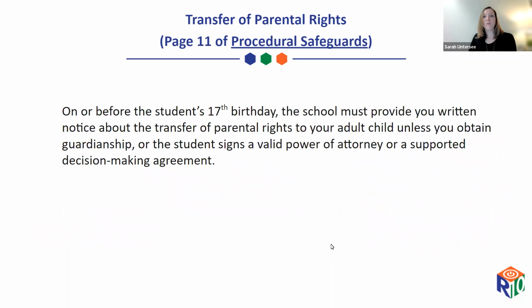On or before the student's 17th birthday, the school must provide you with written notice about that transfer of parental rights to your adult child unless you obtain guardianship or the student signs a valid power of attorney or a supported decision-making agreement. Your child's school will be communicating with you regarding that transition process, but it's really important to begin considering those options for your family as your child starts to get up into that age range.